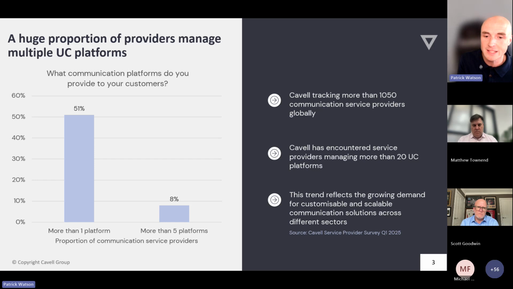This can often be the case in larger providers, and I think, Scott and Matt, as we were talking when we were planning the webinar initially, actually this number here is a disproportionate proportion of the user base globally, because a lot of the larger providers are the ones that will operate multiple platforms.